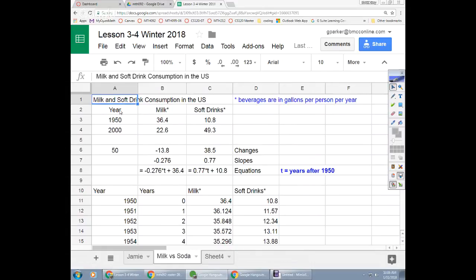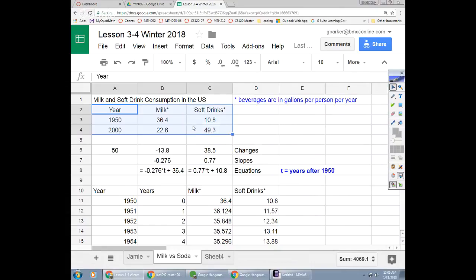And then I needed to take the information I was given. So this is the information they gave us on the sheet. And I thought it was important, like, what does 36.4 really mean? So I put a little asterisk to say beverages are in gallons per person per year. Otherwise, that number to me in a month is going to be 36 what? So it's a good idea to make a note of what the units are if it's not obvious when you look at it.